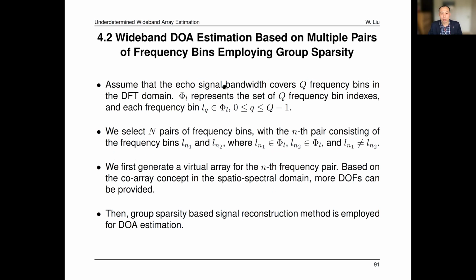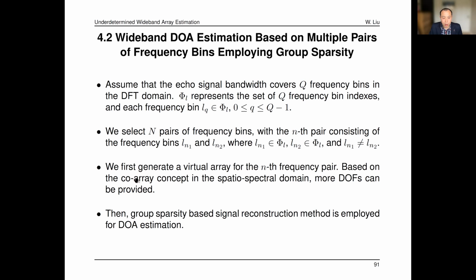Assume that the echo signal bandwidth covers Q frequency bins in the DFT domain, and this big Phi_L represents the set of Q frequency bin indexes. We select N pairs of frequency bins, with the nth pair consisting of frequency bins L_n1 and L_n2. We first generate a virtual array for the nth frequency pair, so just one pair as an example.